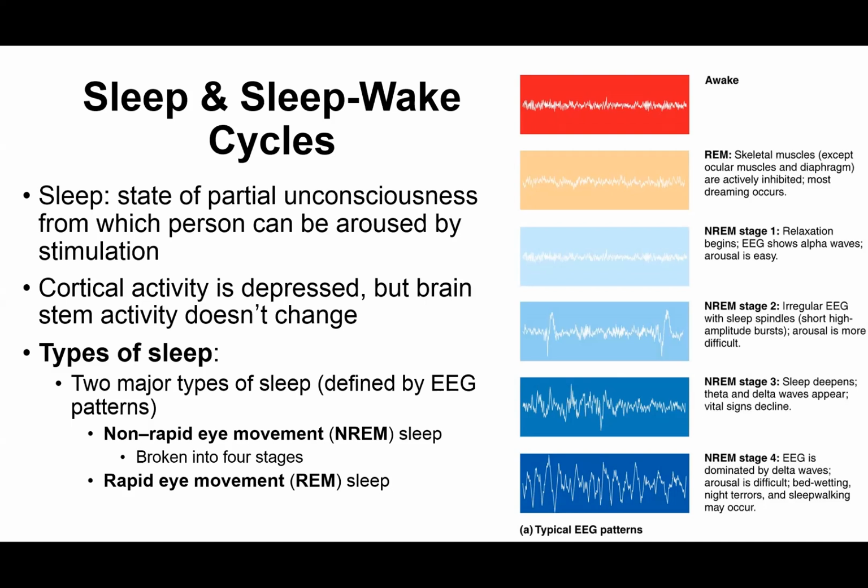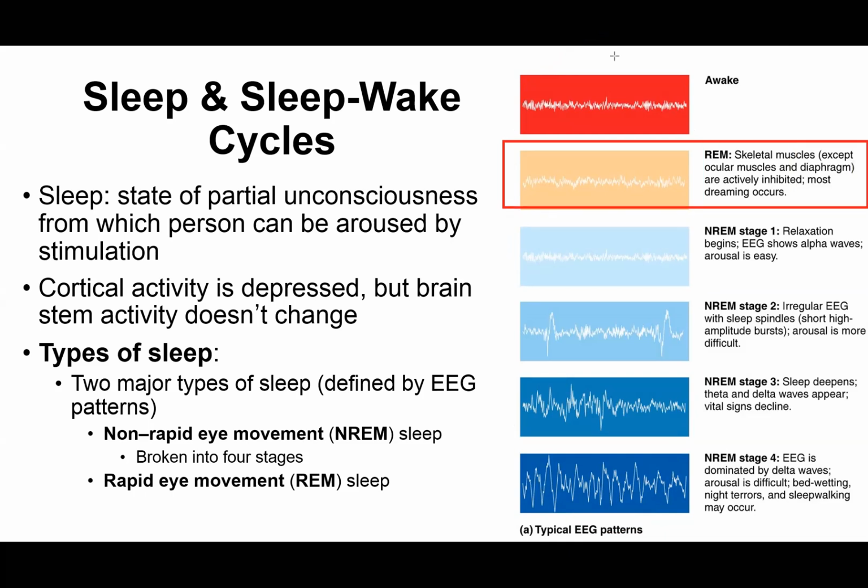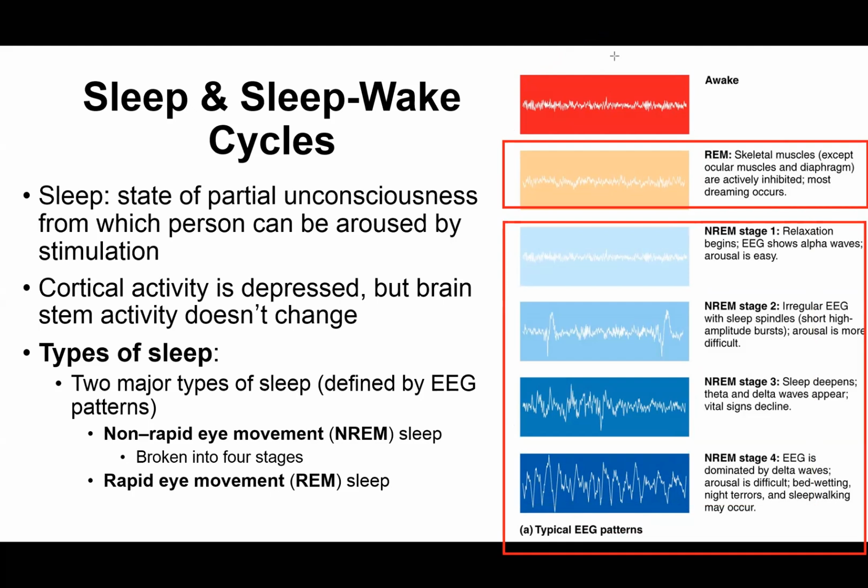basically our vital signs. In sleep, we actually have two major types of sleep, and these types of sleep are defined by the patterns that you would see on an EEG. That's what you see over here, all of these different patterns. Again, we have two major types: REM sleep, and NREM. REM means rapid eye movement sleep, and NREM means non-rapid eye movement, and NREM is broken down into 4 different stages.